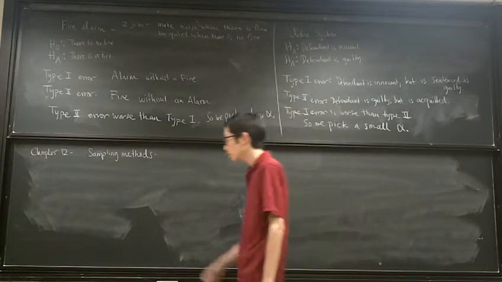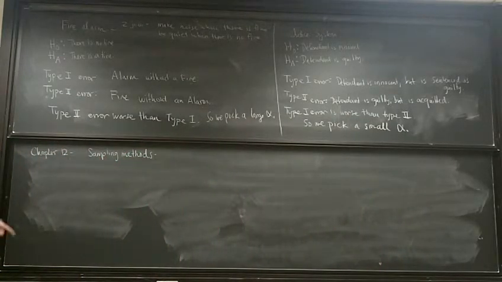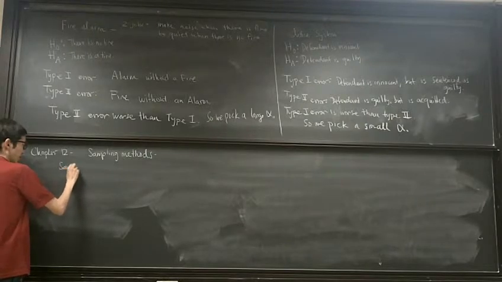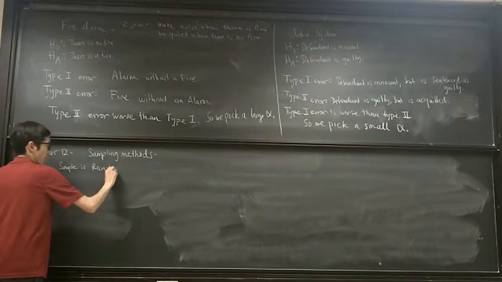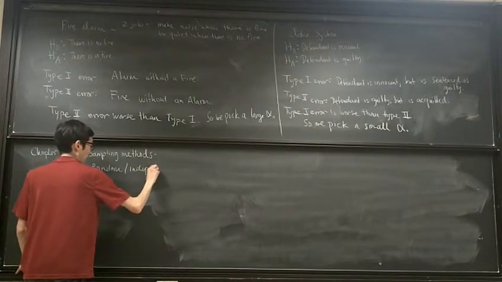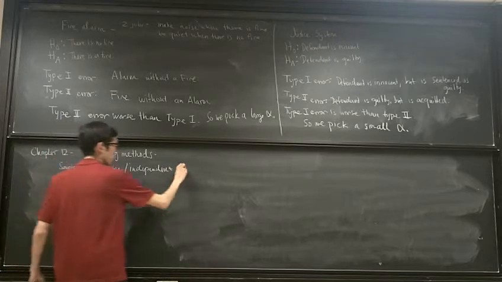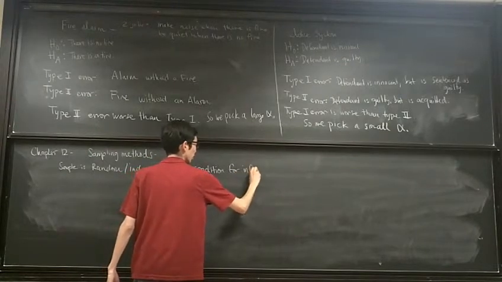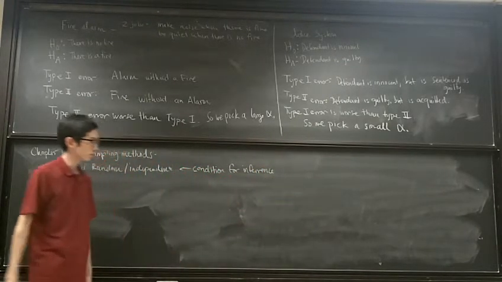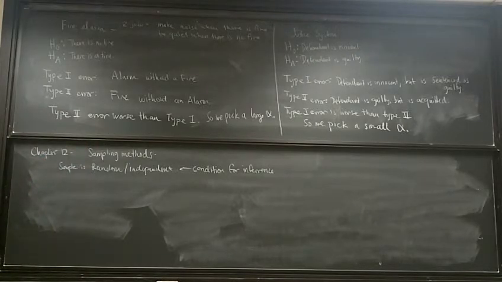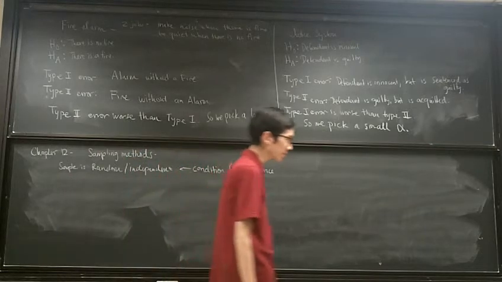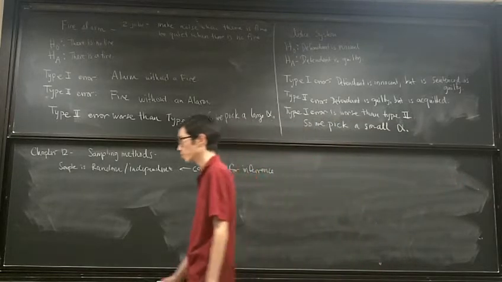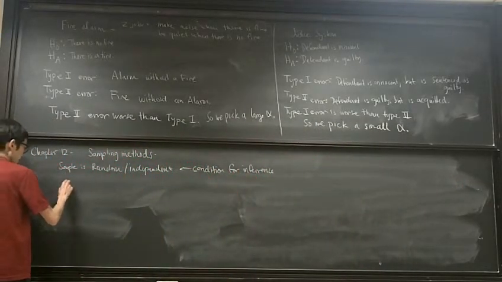Okay, so sampling methods. One of the conditions is that the sample is selected randomly and independently. Okay, this is a condition. The truth is, getting a random sample is actually very challenging to pull off. So the best way to get a random sample is through simple random sampling.